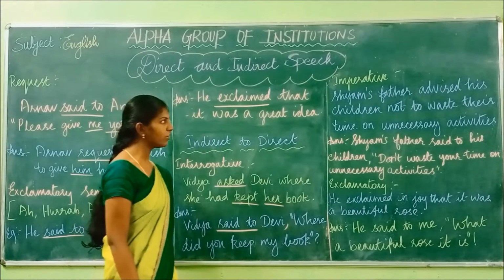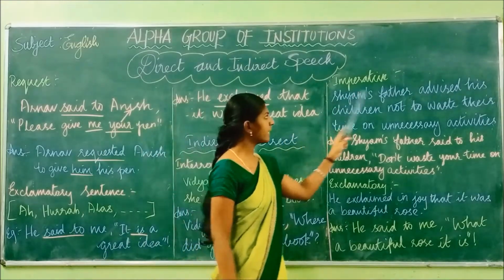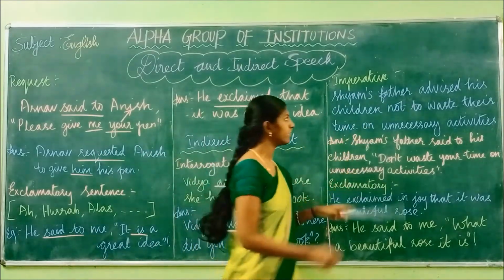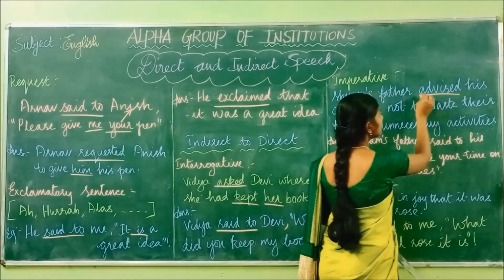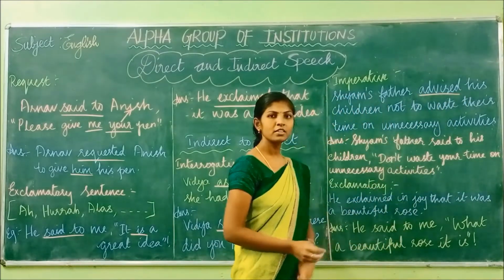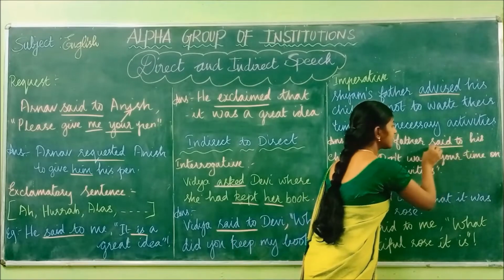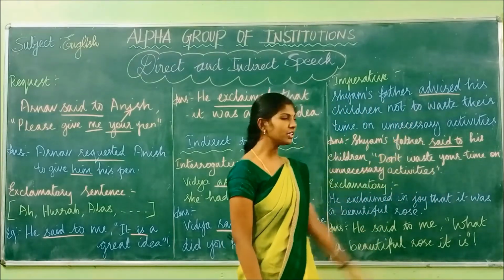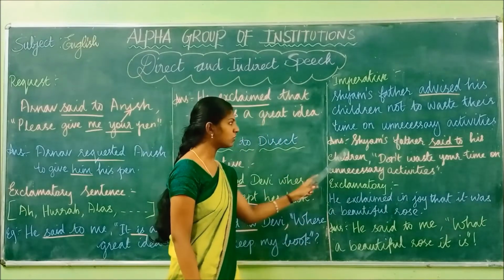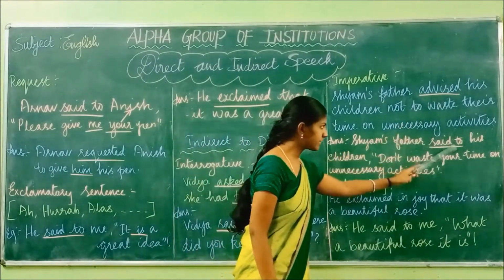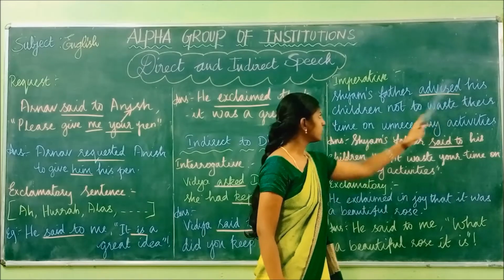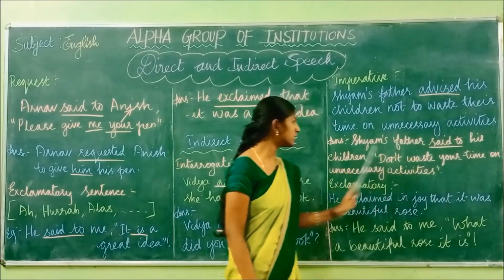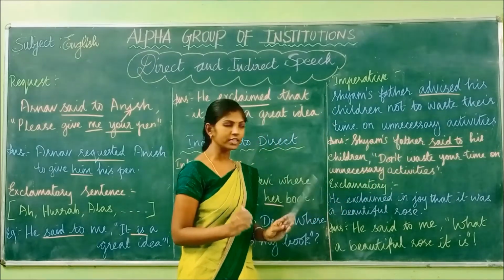How do we change it now? Write the same. Shyam's father, we have written. Advised. So this advised must have been said to, right? So this said to is changed into advised in imperative sentence. So Shyam's father said to whom? Said to his children. That's all. First sentence over.